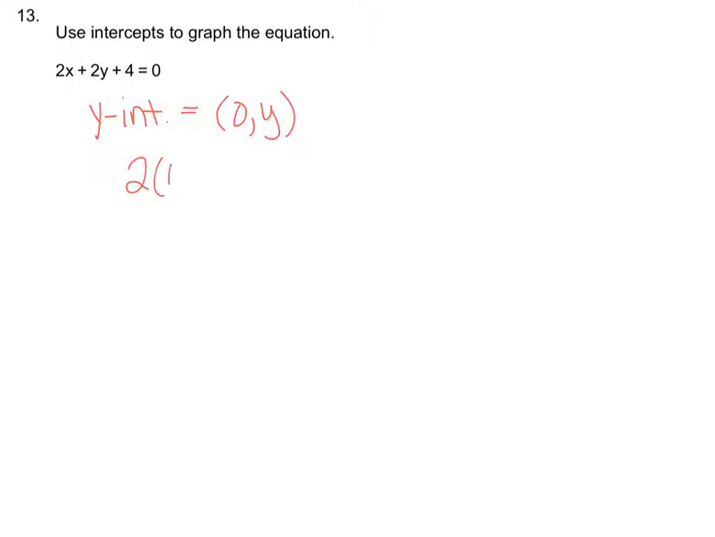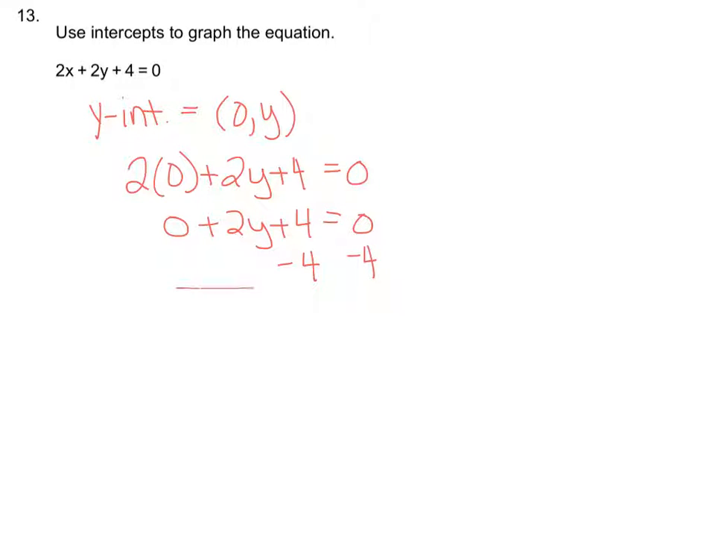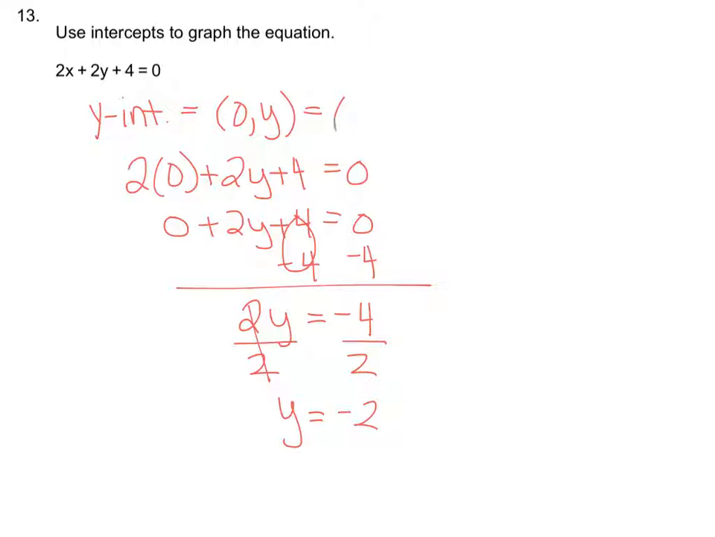So I have 2 times 0 plus 2y plus 4 equals 0. 2 times 0 is just 0. Next, I want to isolate the y, so I'll subtract 4 on both sides. And I have 2y equals negative 4. And then I'll divide both sides by 2. And I have y equals negative 4 divided by 2, which is negative 2. So my y-intercept is 0, negative 2.